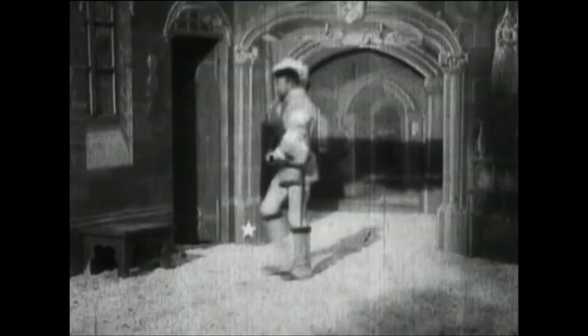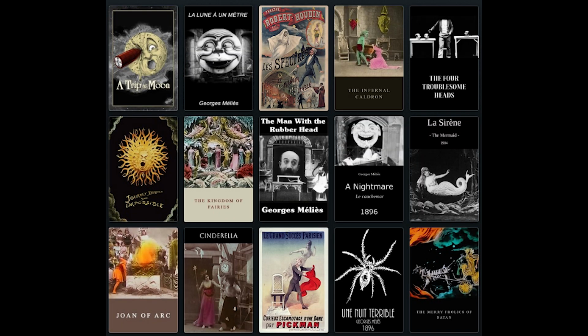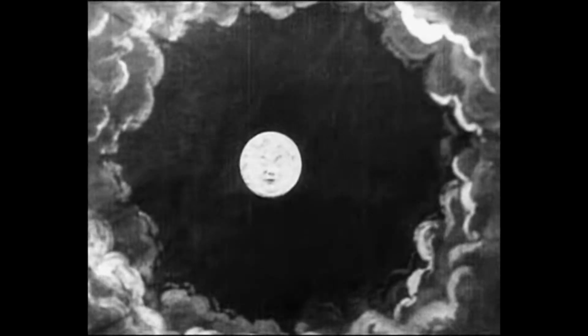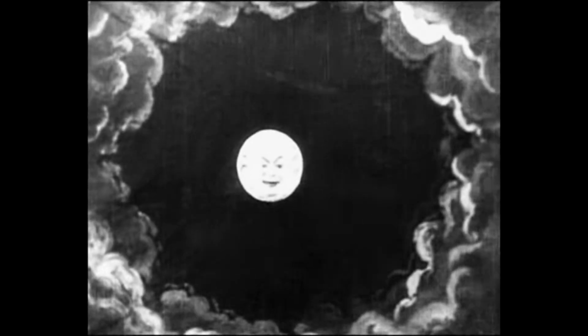Méliès used his connections and wealth to produce over 500 films within the span of just under 2 decades, all ranging from a single minute to over 40. House of the Devil is one of his first, while his most notable film, A Trip to the Moon, came 6 years later and had the length of 14 minutes.